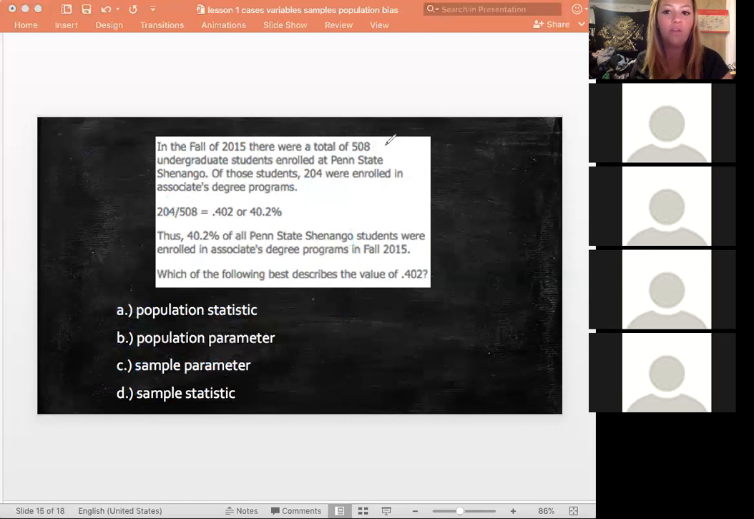But okay, so remember, we have our population. This is the total of the Penn State students enrolled there. But we're trying to figure out, since this is saying all Penn State Shenango students were enrolled in the associate degrees program, we're taking this 40.2% because that's the sample that we got. We took this sample from all the Penn State students to get the 40.2. It's not showing us the population of all Penn State students, but just a sample of the ones from Penn State Shenango. Taking that 204, that was our sample, the 204 that were enrolled in that. So it's our sample, because remember, we take samples from the population. Does that make sense?